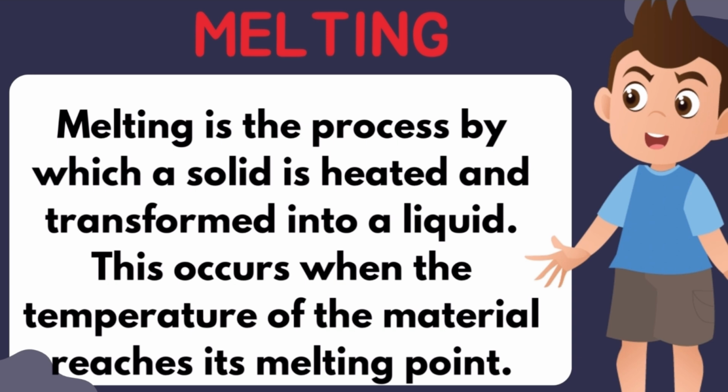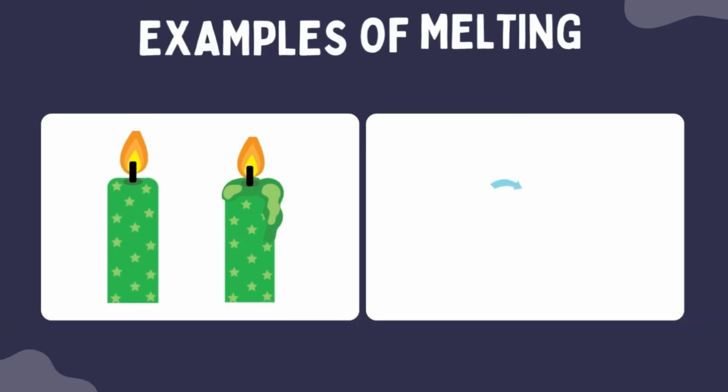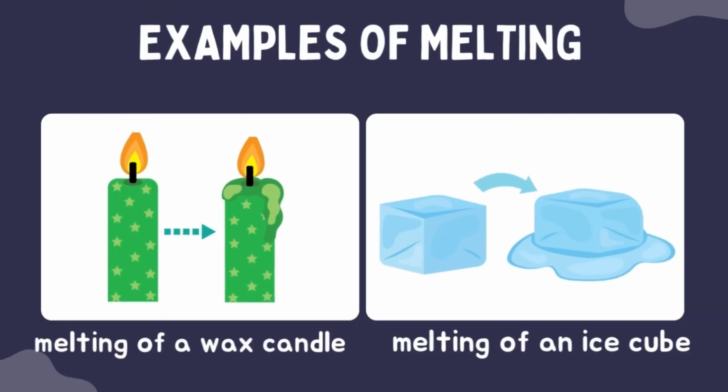Melting. Melting is the process by which a solid is heated and transformed into a liquid. This occurs when the temperature of the material reaches its melting point. Examples of melting: melting of a wax candle, melting of an ice cube.